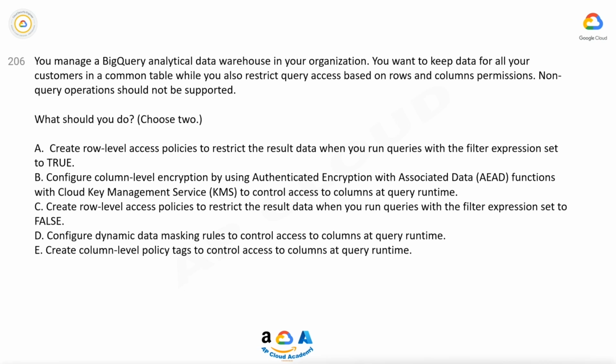A. Create row-level access policies to restrict the result data when you run queries with the filter expression set to true. B. Configure column-level encryption by using authenticated encryption with associated data, AEAD, functions with Cloud Key Management Service, KMS, to control access to columns at query runtime. C. Create row-level access policies to restrict the result data when you run queries with the filter expression set to false. D. Configure dynamic data masking rules to control access to columns at query runtime. E. Create column-level policy tags to control access to columns at query runtime.